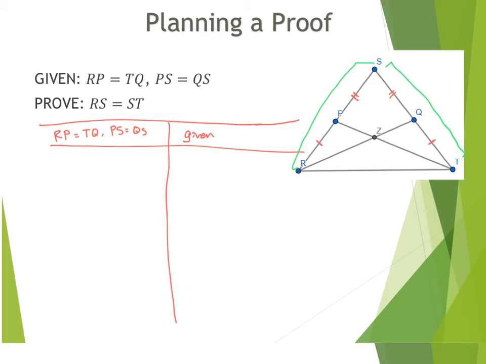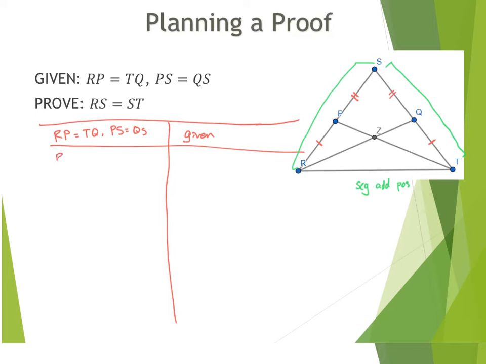Now, looking at my picture, as I'm thinking about how I'm going to do this, I notice that RS and ST are whole segments, and that these little bitty pieces, the pieces of each whole segment, are congruent to each other. So right off the bat, I know I'm probably going to have to include the segment addition postulate in here somewhere. So I'm going to go ahead and put that in my proof. That way I have all the information that I need up front.